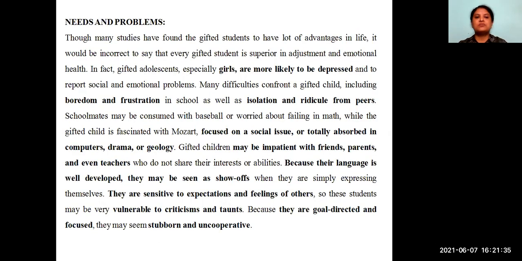Needs and problems. What are the needs and problems of gifted children? ಪ್ರತಿಭಾನ್ವಿತ ಮಕ್ಕಳ ಅಗತ್ಯತೆಗಳೇನು ಮತ್ತು ಅವರ ಸಮಸ್ಯೆಗಳೇನು ಅಂತ.